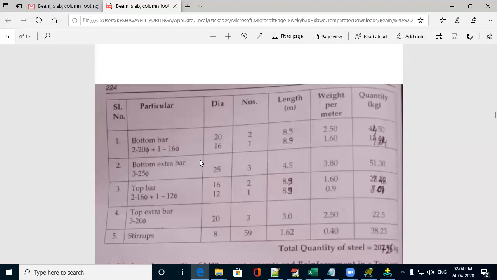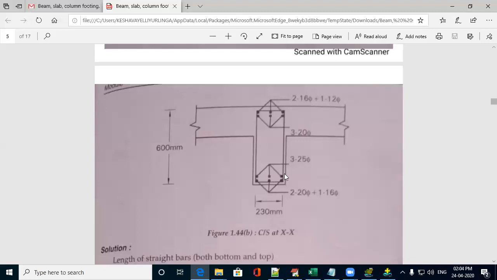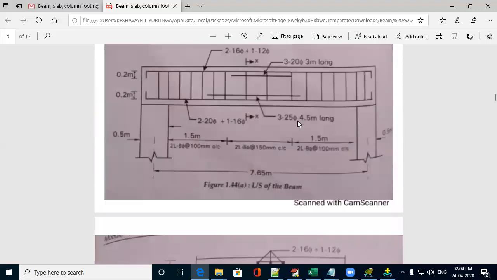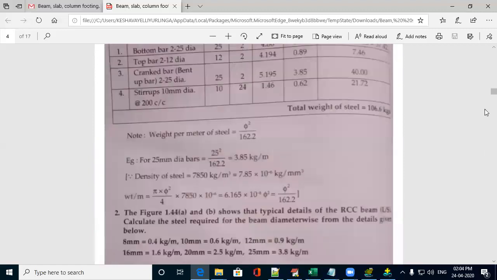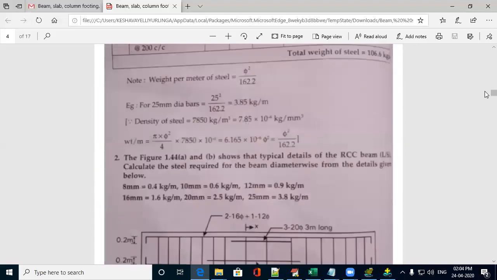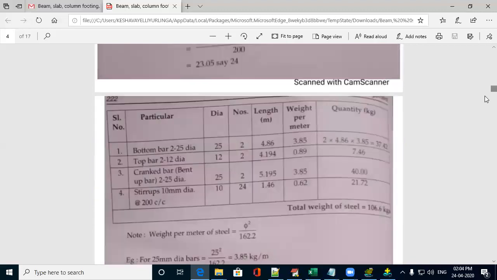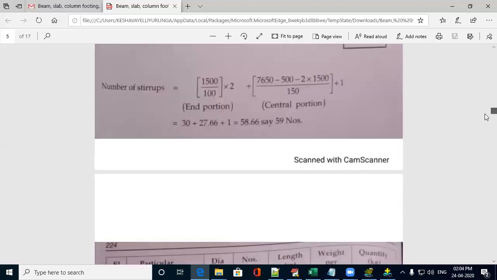Bottom extra bars are there of 25 mm diameter and you have three numbers. That is 25 mm bars, three numbers, which are 4.5 meter. It is this one. Bottom bars, three numbers of 25 mm diameter. This is the one which we have calculated in the first step. Now we are doing this. Here they have given the length as 4.5 meter long and we know the weight per meter of that bar.